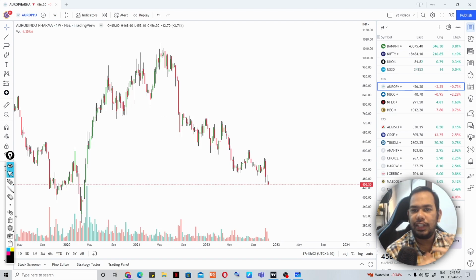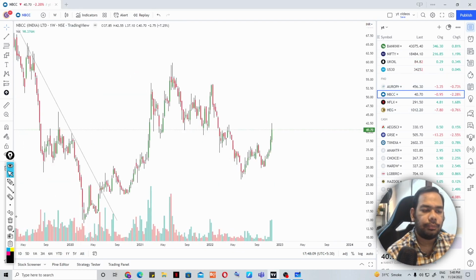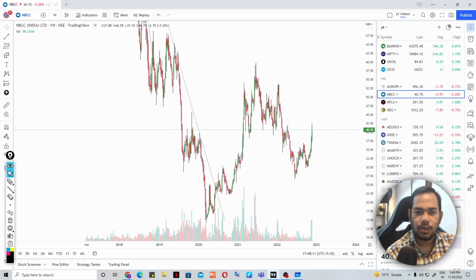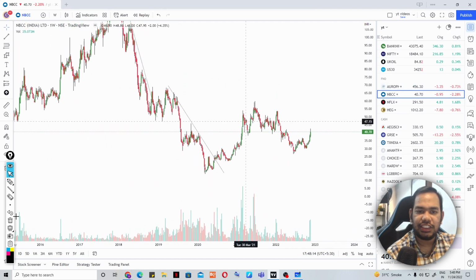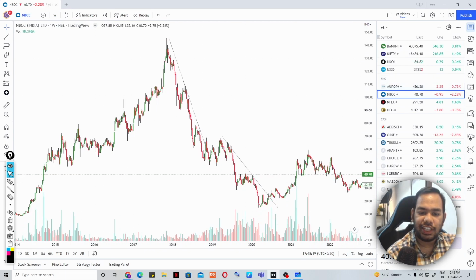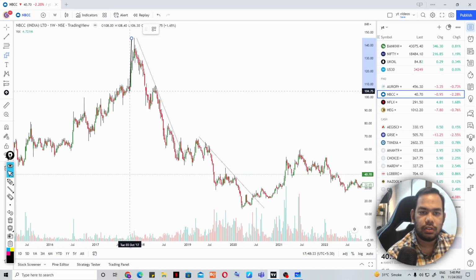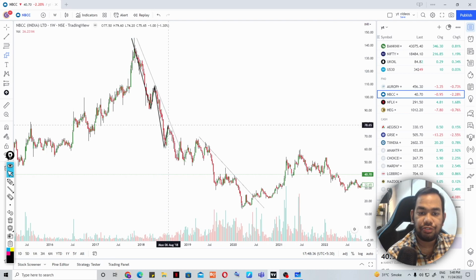Okay. Now let us move to the next example, where we will see again these conditions are followed. If you will see NCC chart, from 2018 this has gone into a downtrend. Okay. Now we can clearly see lower low, lower high. I will just quickly mark it for you. You can clearly see lower lows, lower highs being formed here.